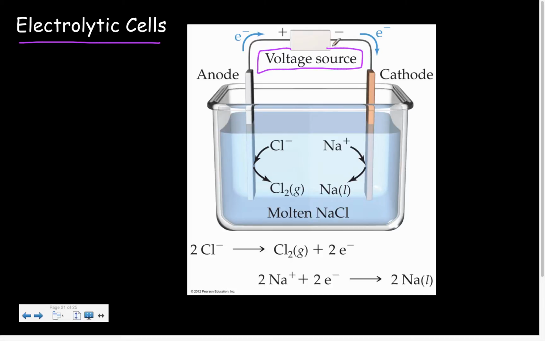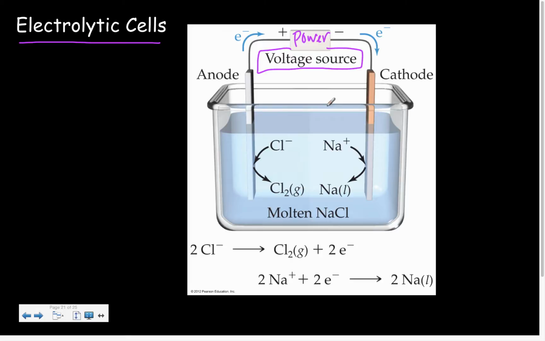We have a voltage source. Meaning that no longer is this cell generating a voltage that we measure and can then use to power something else. This cell has a power source that provides a flow of electrons that powers a non-spontaneous reaction. So the whole point of an electrolytic cell is that instead of using it to get power, we are providing power to get some desired reaction out of it.